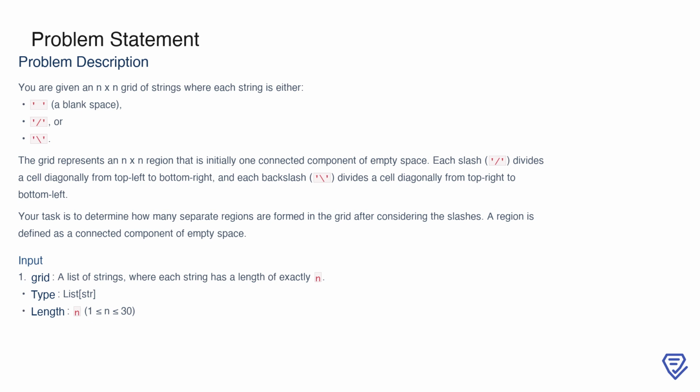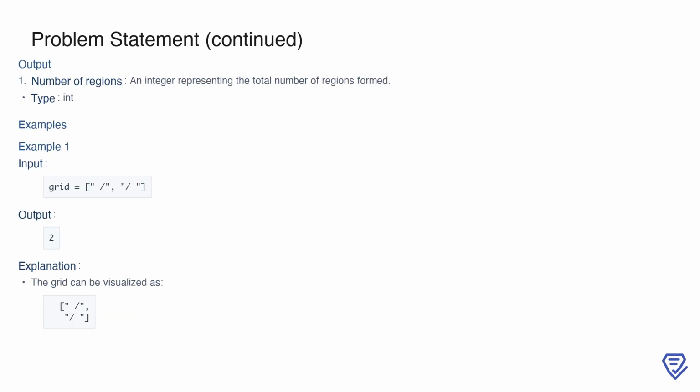Your goal is to figure out how many distinct regions of empty space are formed after accounting for these divisions. A region is defined as any connected area of empty space that is not interrupted by slashes. The output of this problem is an integer representing the total number of regions formed.